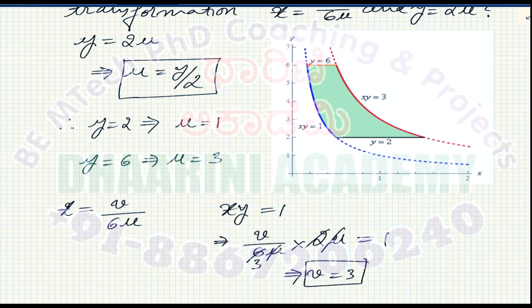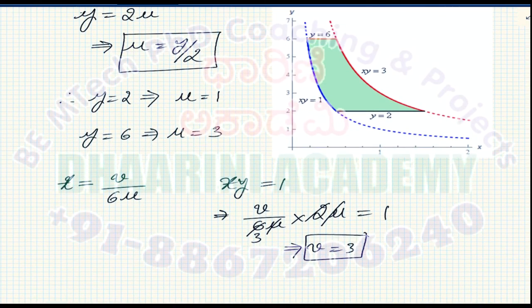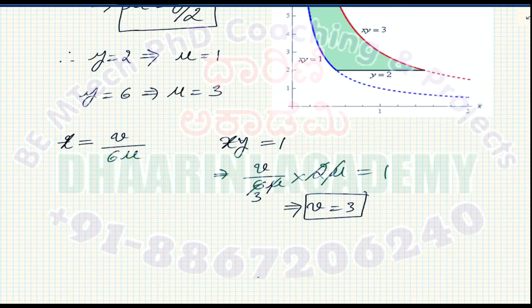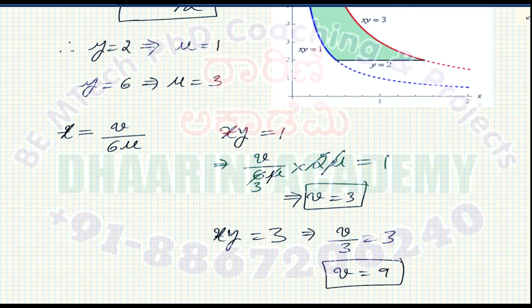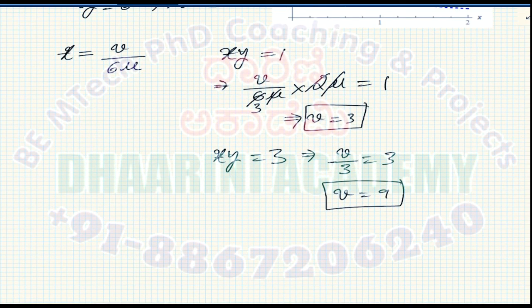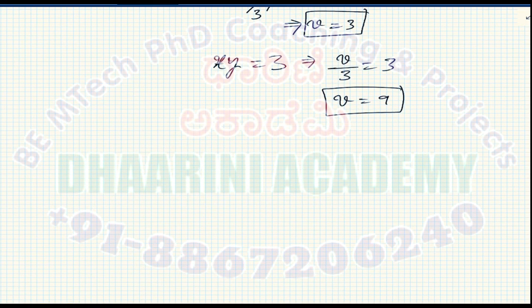Similarly, I also know that xy equal to 3 is my other boundary. So xy equal to 3 implies, anyway, xy gives me v by 3. v by 3 is equal to 3. That implies v is equal to 9. So u varies from 1 to 3, v varies from 3 to 9 is the new region. That is the answer for this question.